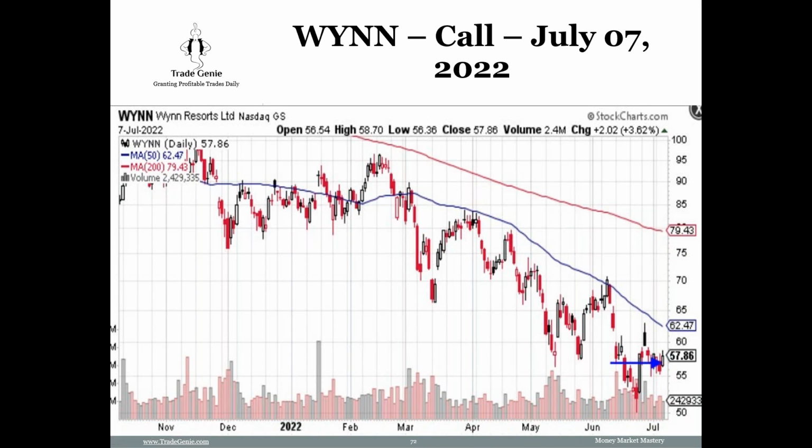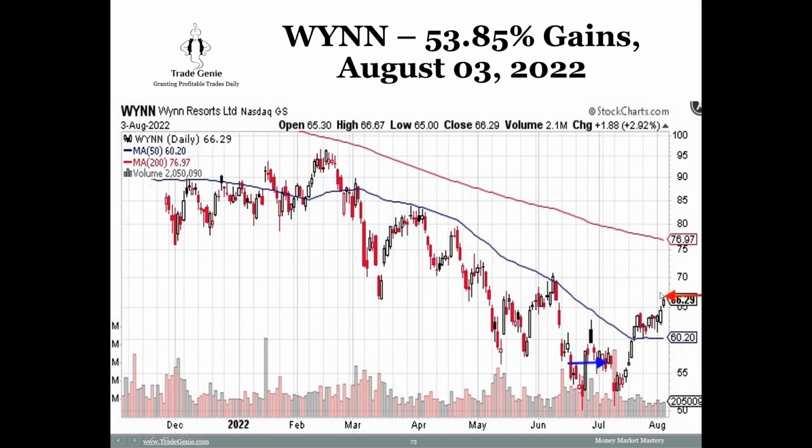So another one, MGM, LVS, Wynn. These three are the casino stocks. It's moving up after making a bottom here. It gapped down and consolidated, and now there is a white bar. So what are the chances?